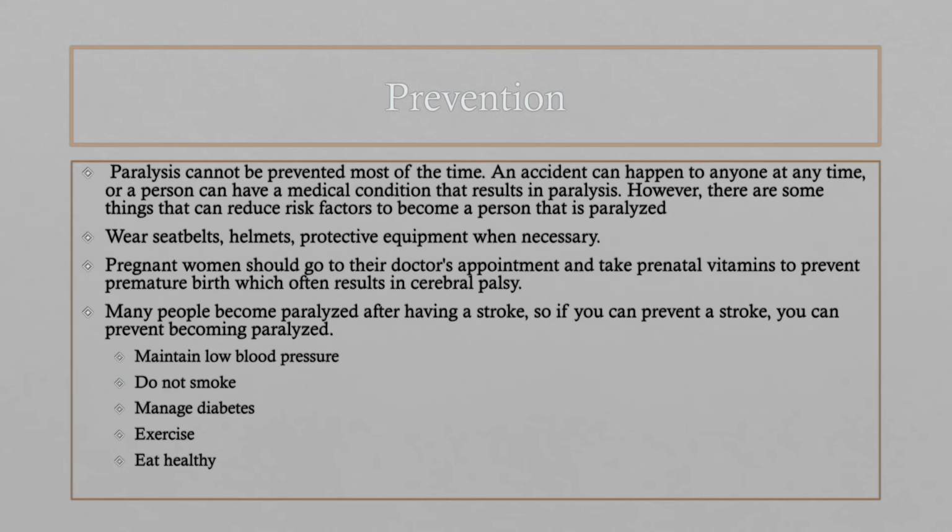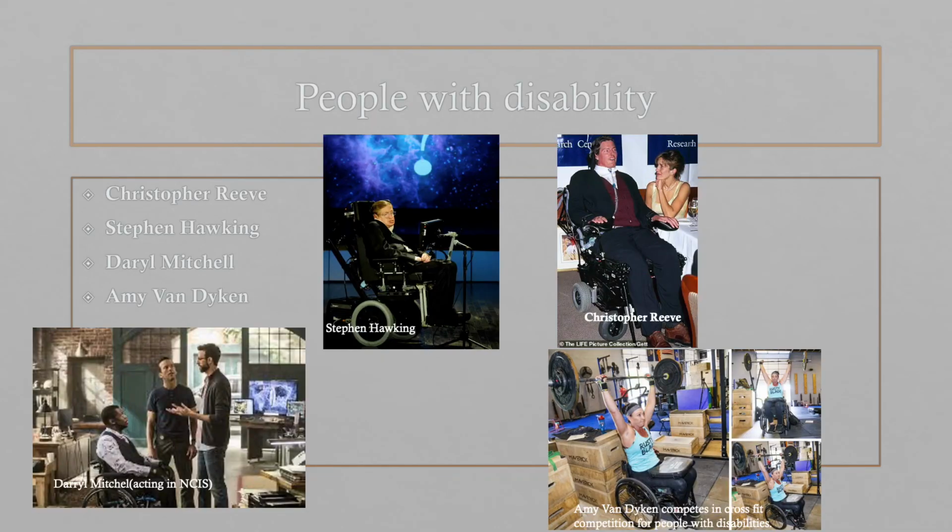To prevent a stroke, it is important to maintain a low blood pressure, not smoke, manage diabetes, exercise, and eat healthy. Essentially, lead a healthy lifestyle. I will now be discussing people who are paralyzed and are well known in our society.